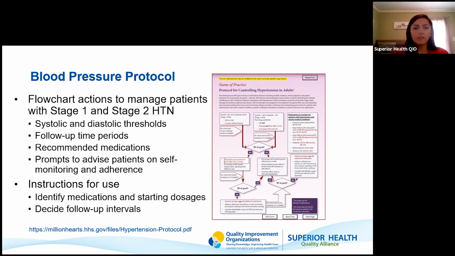So this flow chart looks at both stage 1 and stage 2 hypertension, talks about systolic and diastolic thresholds, follow-up time periods, recommended medications, and prompts to advise patients on self-monitoring and adherence. So this is a great place to start and to look at how maybe you can incorporate SMBP into your own protocol. So maybe you already have something and you don't want to change that because it's working really well, but maybe you can check this particular resource out to see how SMBP fits in with other protocols.